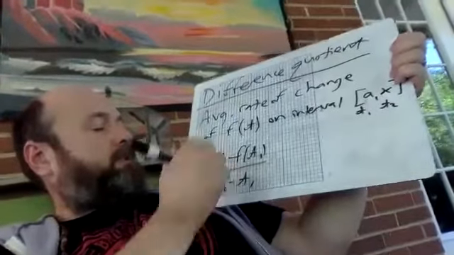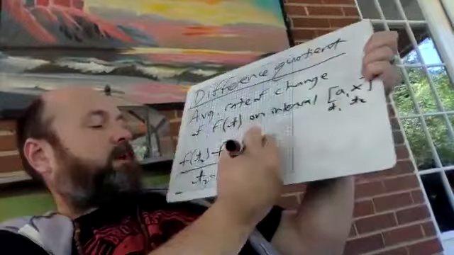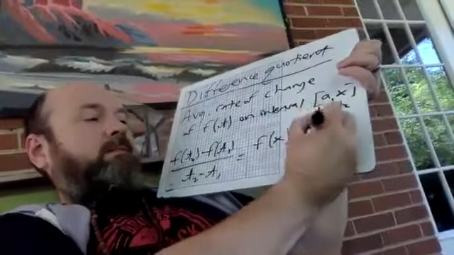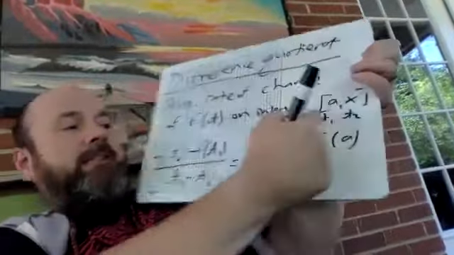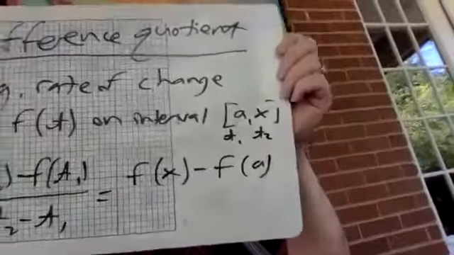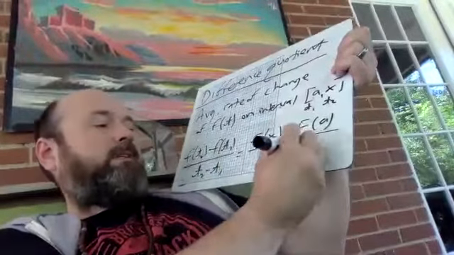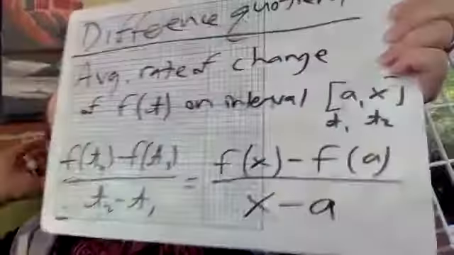I'll go ahead and change them as I write. Well, that's f of x minus f of a. See, this is the left and the right-hand point of this little interval, over x minus a. And what does this represent?